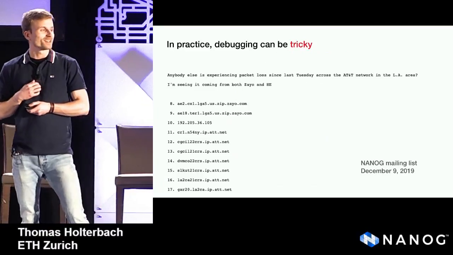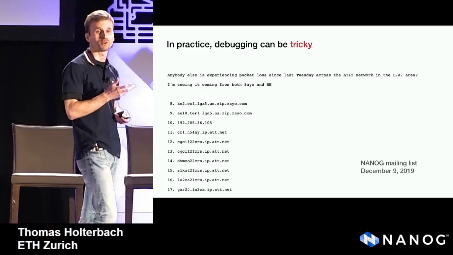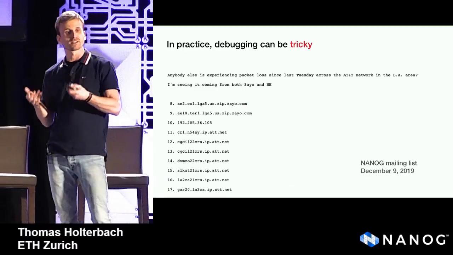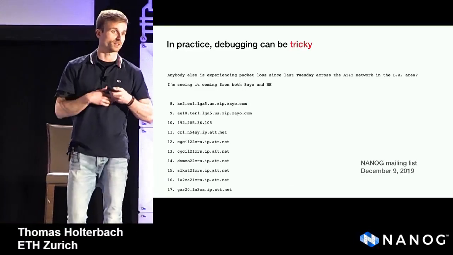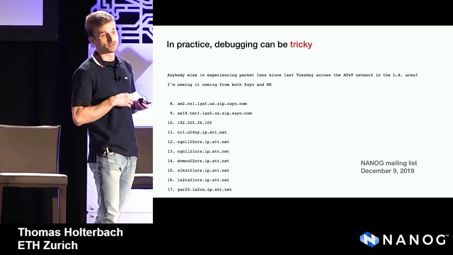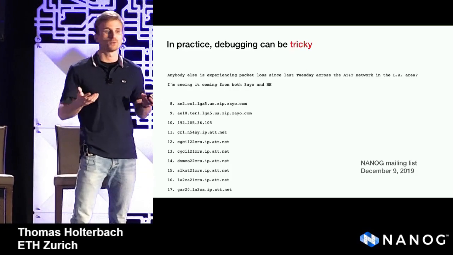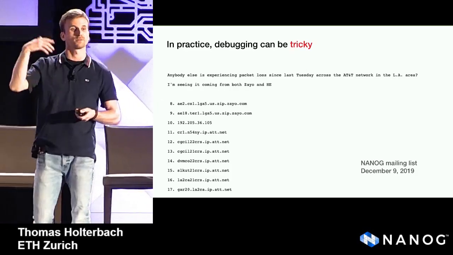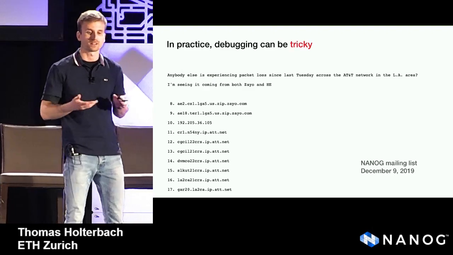In practice as well, debugging can be very tricky. Very often on the NANOG mailing list, there are people posting traceroutes because they don't understand what's going on. So they are asking for some help. And it's very tricky because when there is a problem, you don't know where the problem comes from. Does it come from your own network? Does it come from someone else's network? So really, it's sometimes very tricky.